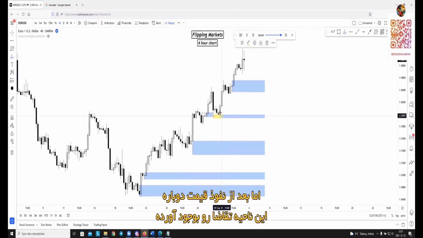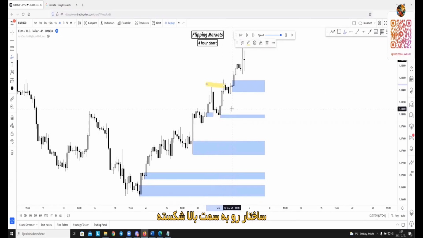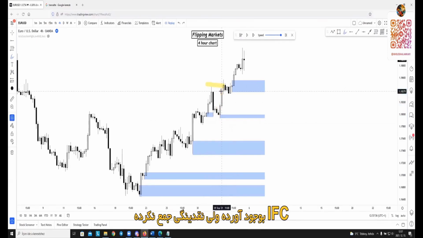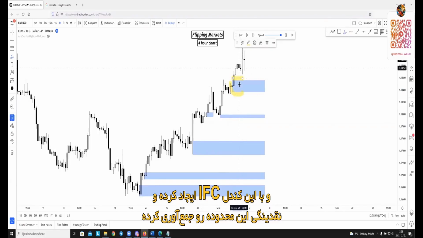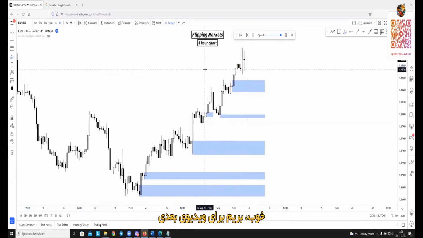But after breaking below, price created this demand zone again, broke structure to the upside, and created inefficiency. It didn't collect any liquidity, but it will be a valid zone. After this, price broke structure to the upside here with this candle, created inefficiency, and swept liquidity from this region. Okay, let's move on.